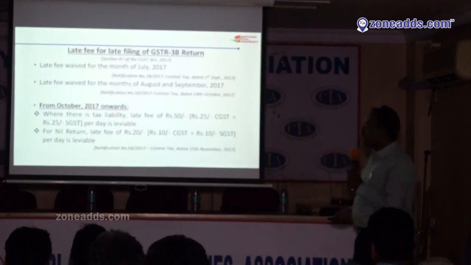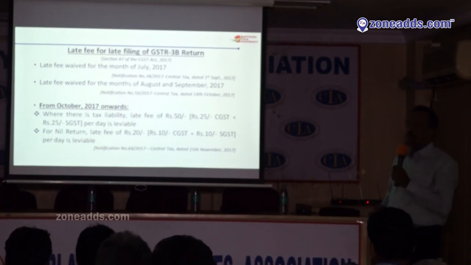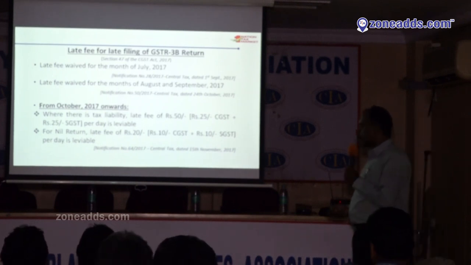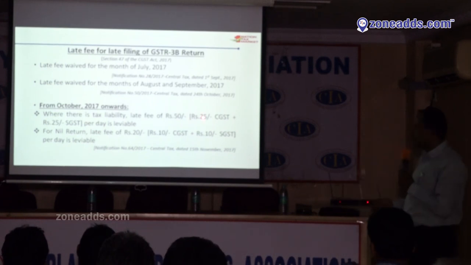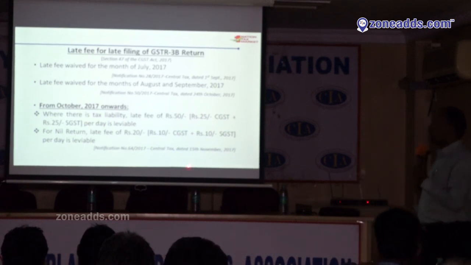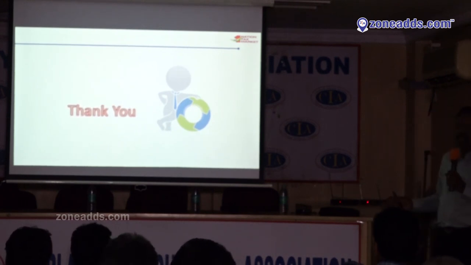For late filing, July, August, September it is waived. Afterwards the Act says it is 200 rupees per day, but with notification number 64 of 2017, it is made 50 rupees, 25 to the central government and 25 to the state government. In case of a nil return, it is 20 rupees only. This is as far as returns are concerned. We will briefly see the e-way bill also.